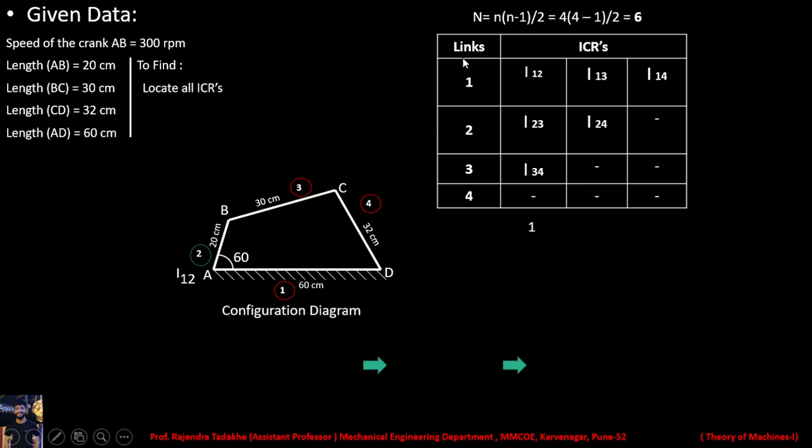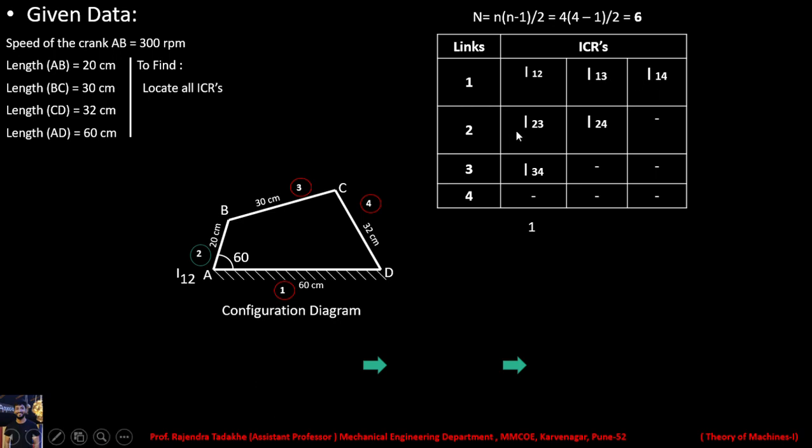So take link number 1 and in the first pocket write I12. When we are taking link number 1, keep it as fixed for the first row. During this we have to keep link number 1 as a constant and keep changing the second digit. So here I12, here I13, and again here I14.